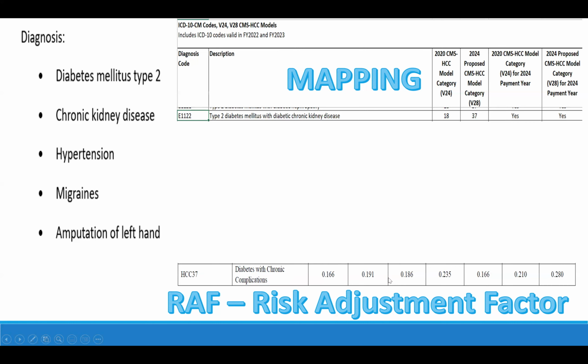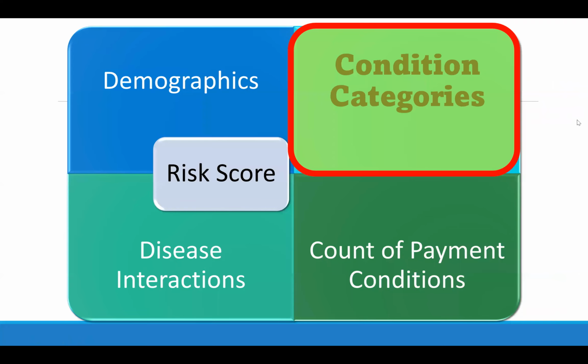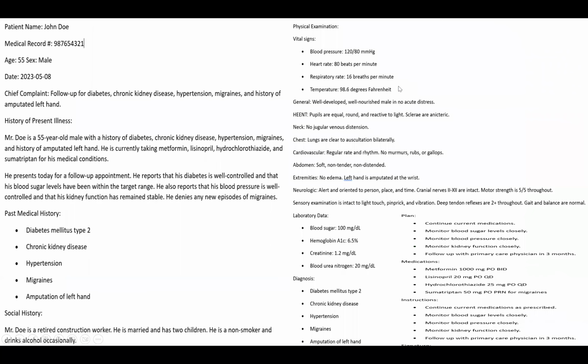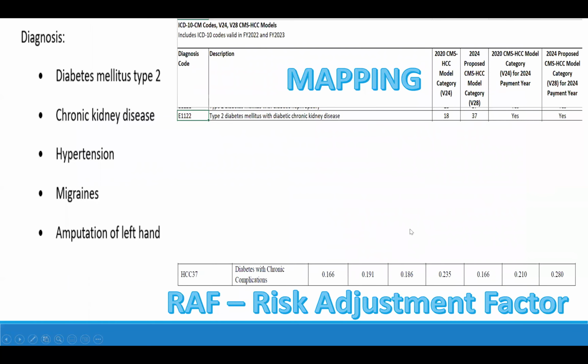So HCC 37, and these are the mathematical weights. Remember, we're looking now at the HCC condition categories, right? And in the risk score, all qualifying HCCs will be added into that box, right? So let's go back and take a look. Okay, so the condition categories. We have found a diagnosis that will go in there, and this is the weight that will go into the formula. Okay, so let's move on.